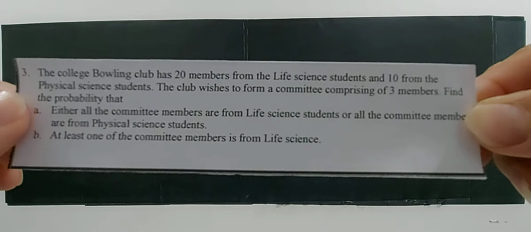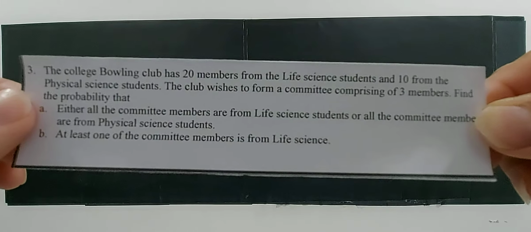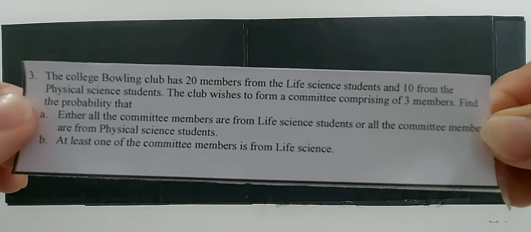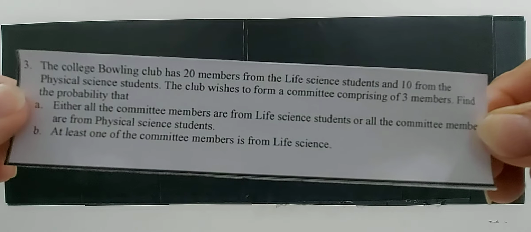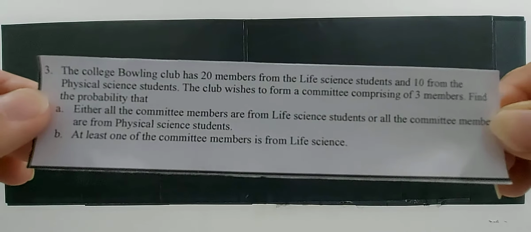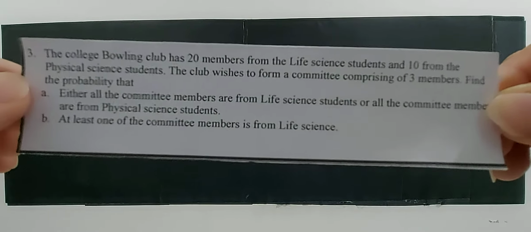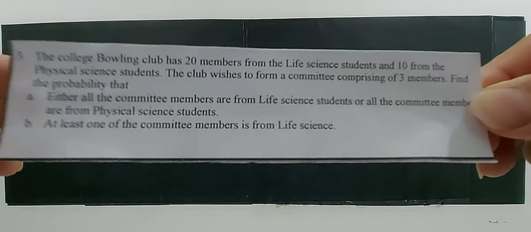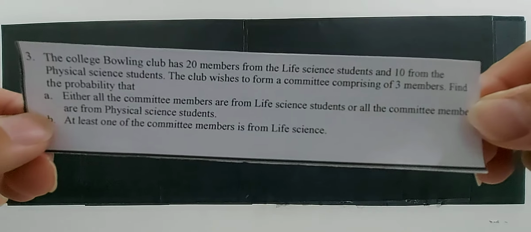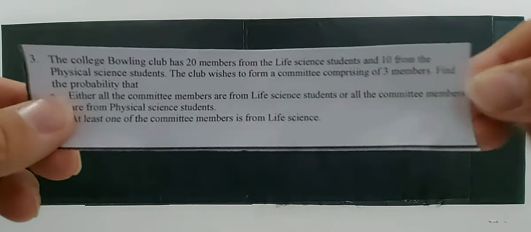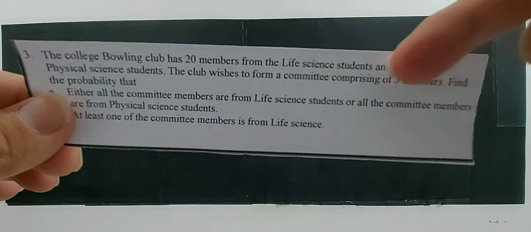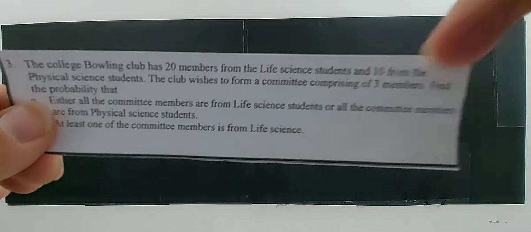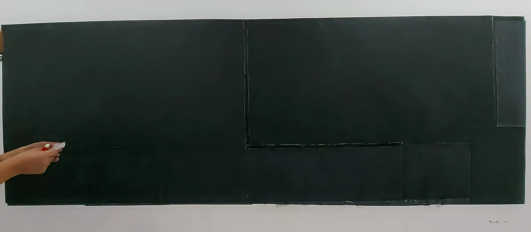The club wishes to form a committee comprising 3 members. Find the probability that either all the committee members are from life science or all the committee members are from physical science. You have to understand that this is not only one chosen student. It's a committee comprising 3 members, so it's a case involving combination.